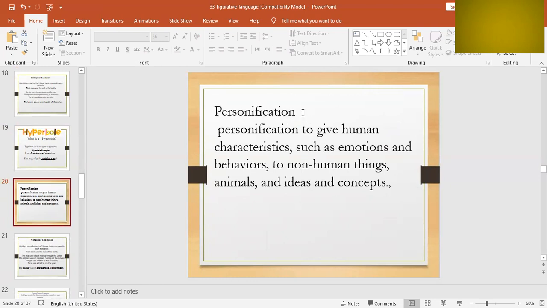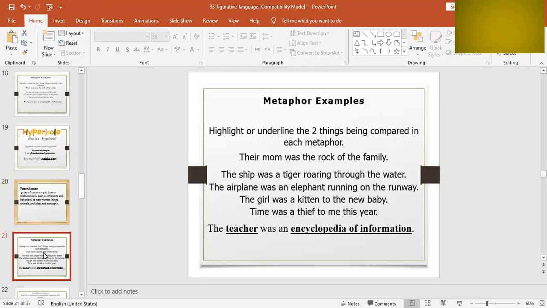Personification, another literary device. Personification is a kind of metaphor, but in what way is it different? Personification means to give human characteristics such as emotions, movement, and behaviors to non-human things, animals, ideas and concepts. Here are examples.